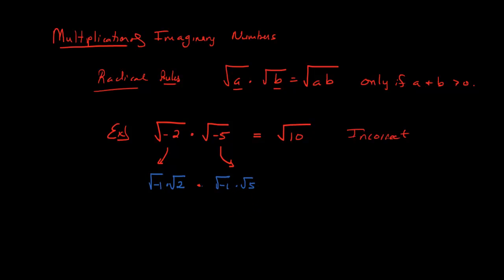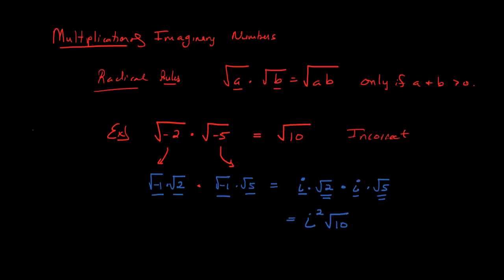So now I can go ahead and corral these. I'm going to have square root of negative 1, which I'm going to call a value of i, and the square root of 2, which I'm going to keep there. Then multiplied by the other square root of negative 1, which is a value of i again, and then the square root of 5, which will remain over there. Now i times i is going to give me a value of i squared, and square root of 2 times square root of 5 gives me a value of square root of 10.